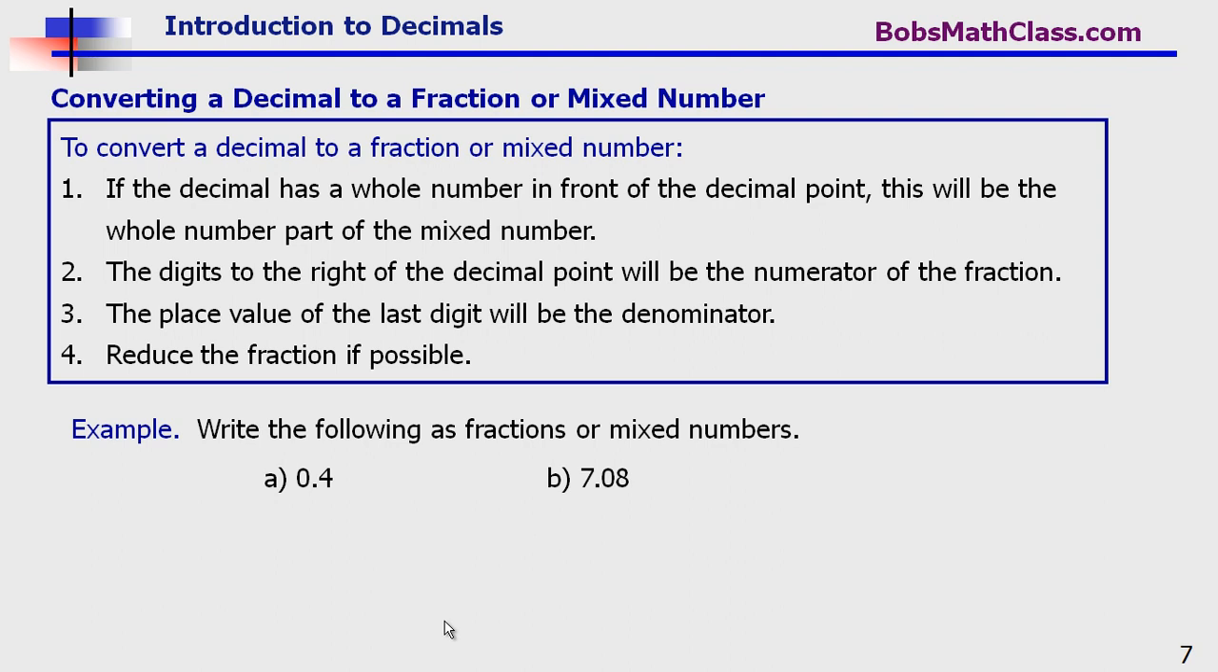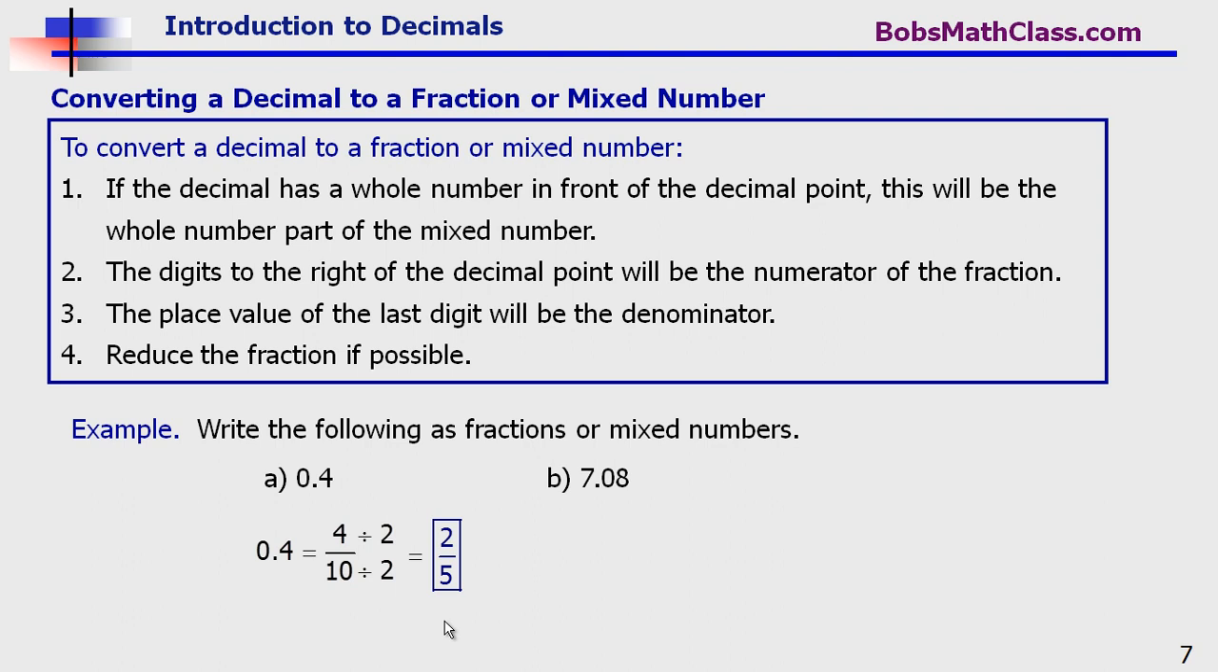Okay, write the following as fractions or mixed numbers. So 0.4, or how would you say that? What place is the 4 in? That's right, it's in the tenths place, 4 tenths, right? So you put 4 over 10. Can we reduce it? Yeah, you bet. Divide it by 2. 2 goes into both numerator and denominator. Yeah, you knew you couldn't get away from reducing fractions. So that gives us 2 over 5.